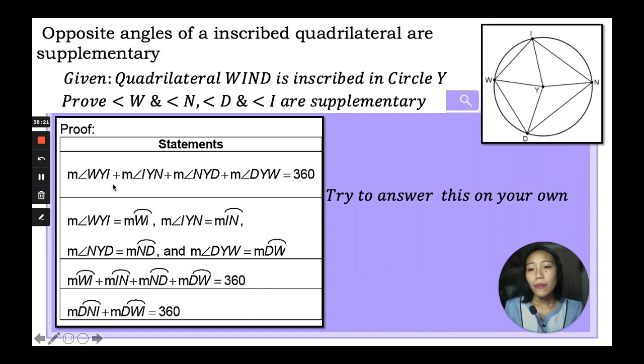The measure of angle WYI plus the measure of angle IYN plus the measure of angle NYD plus the measure of angle DYW is 360. What will be the reason for that? And so on. Okay, if you are watching this replay, you may pause this video and provide your own answers. Try to check if you can supply the reasons without looking at any resources, then proceed to continue this video to verify your answer.